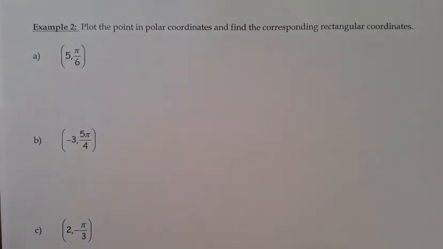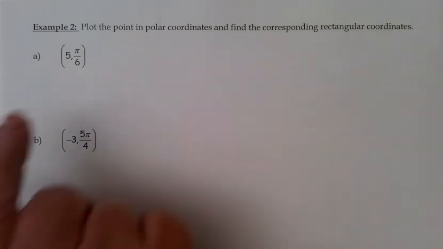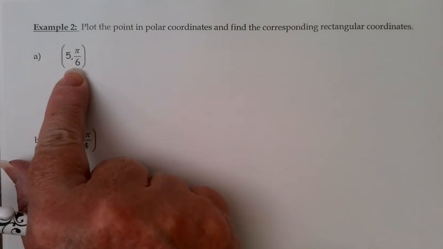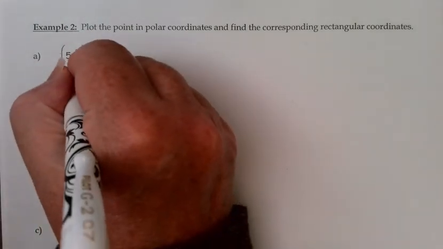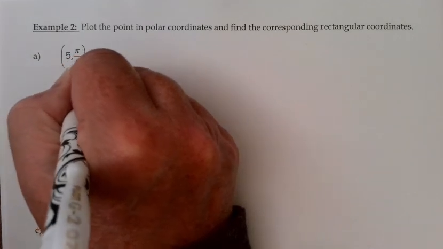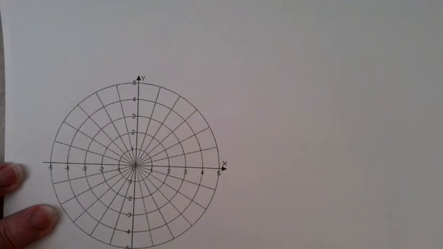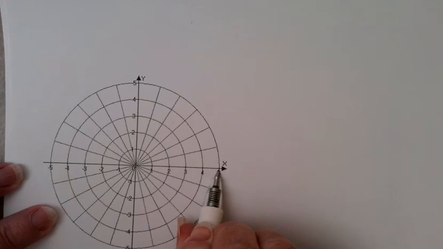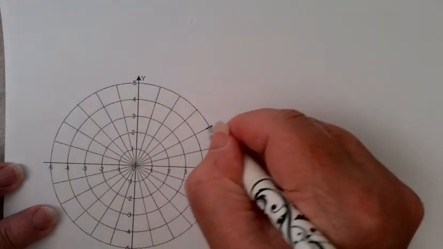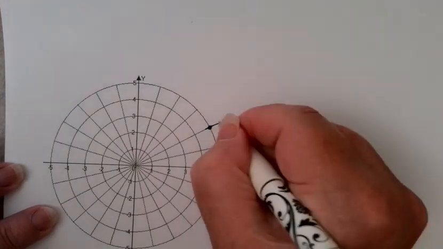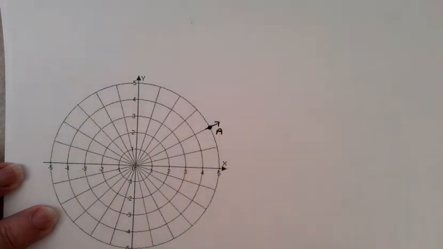We've got some polar graph paper at the bottom, and it says to plot the point in polar coordinates and then find the corresponding rectangular coordinates. So this first one, r is 5, and theta is pi sixths, which I could think of as 2 pi twelfths. So on my polar graph paper, I'm going to go out all the way here to a radius of 5, and then 2/12. It's going to put me right there. Call that A for part A.